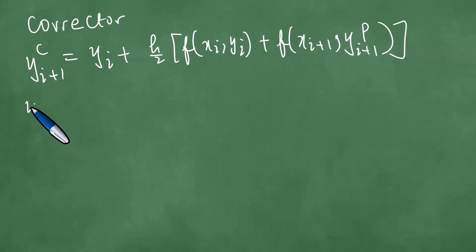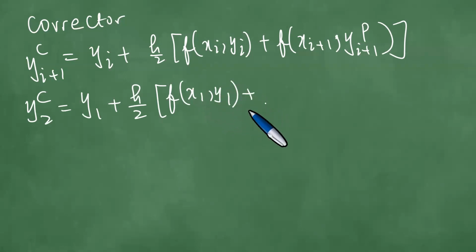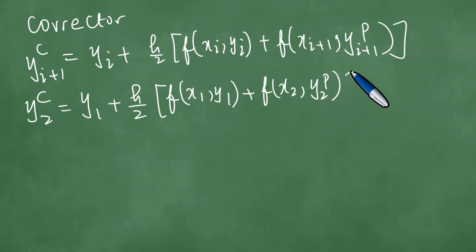All right, so we need y2 of the corrector. Y2 corrector occurs when i is 1 here. So it's y1 plus h over 2, and then we have f of x1, y1 plus f of x2, y2 predictor, close. So what do we do now?